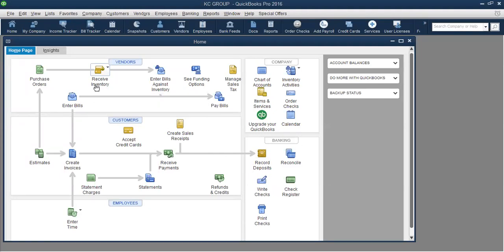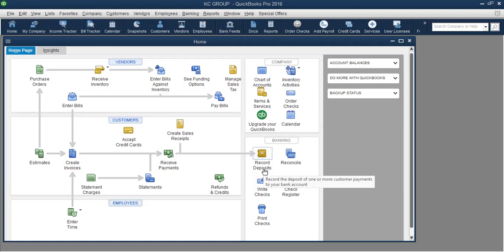As I said, when you have estimates, the next thing to do is to create an invoice. You directly create an invoice. After creating an invoice, we expect the customer to pay. When the customer pays that invoice, you are receiving money. We are receiving payment. And when we receive the payment, you have to put that money in the bank. That's why you are seeing from receive payment, it goes to record deposits, meaning we are putting the money in the bank.